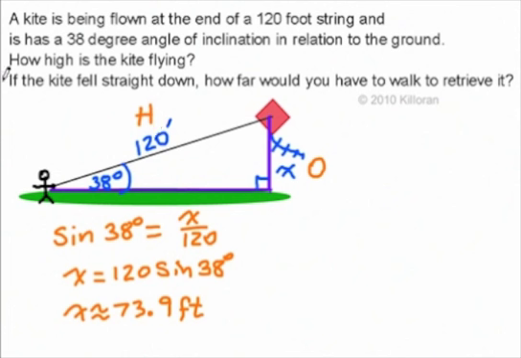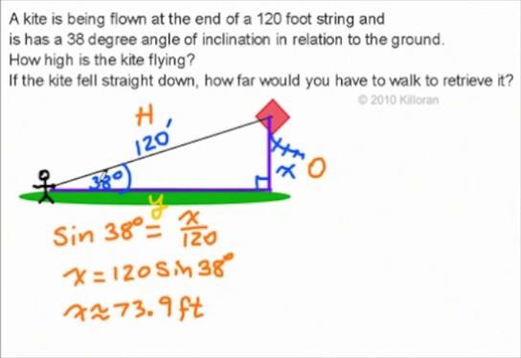Alright, the second part of the question is, if the kite fell straight down along this altitude, how far would you have to walk to retrieve it? So you'd have to move from this location to this location. So let's call that side y. And we want to find what y is equal to according to this angle and the hypotenuse of 120 feet.